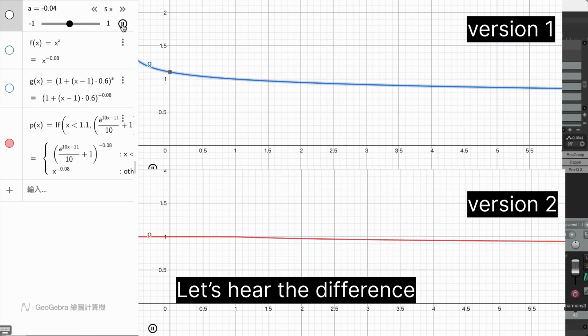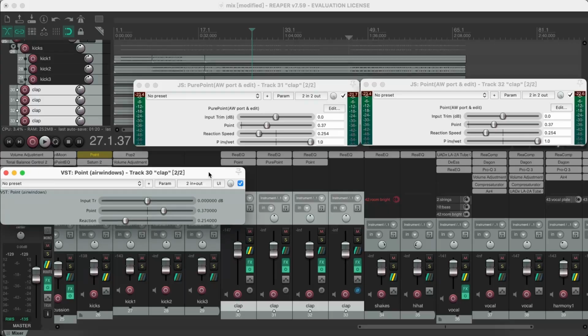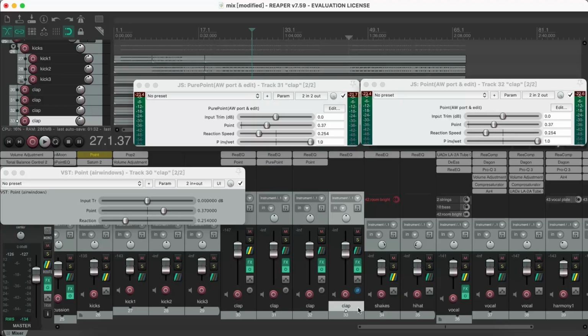Let's hear the difference. As you can see in these four tracks, from left to right are Pure Point I made, Airwindows Point, Point I made, and none, to compare. Let's listen to what the difference is.